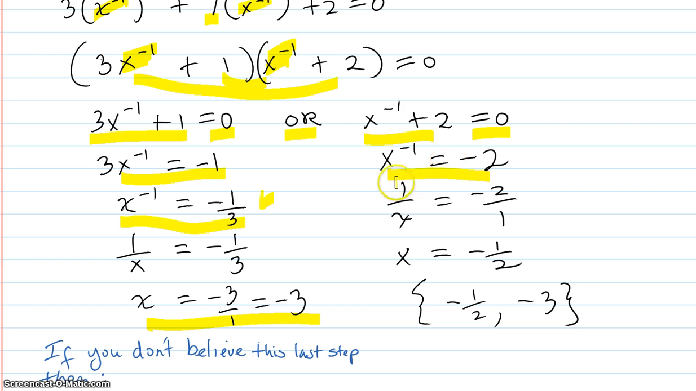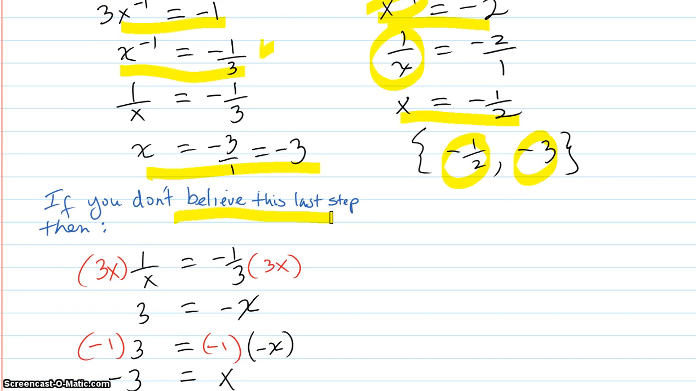And over on this side, x to the minus 1 equals negative 2. x to the minus 1 means the same thing as 1 over x. So 1 over x is negative 2 over 1, then x, flip it, will be negative 1 over 2. So your solutions are negative 1/2 and negative 3.